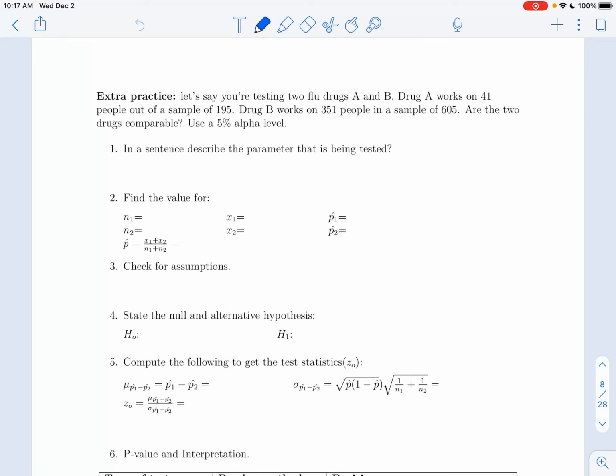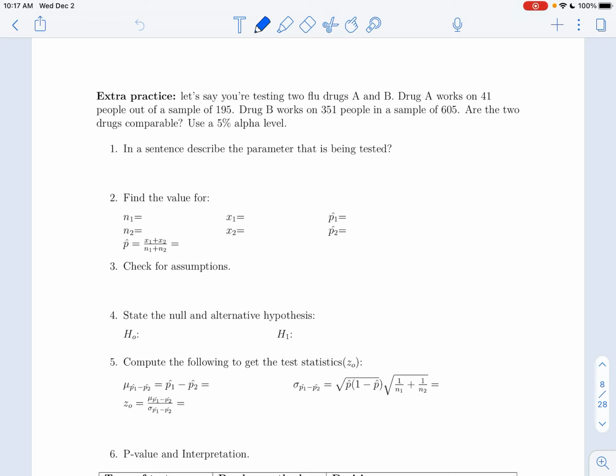All right, we're going to start off where we left off, the extra practice. It says, let's say you're testing two flu drugs, A and B. Drug A works on 41 people out of the sample of 195. Drug B works on 351 people in a sample of 605. Are the two drugs comparable? Use a 5% alpha level.